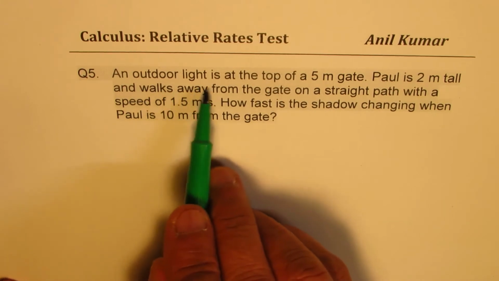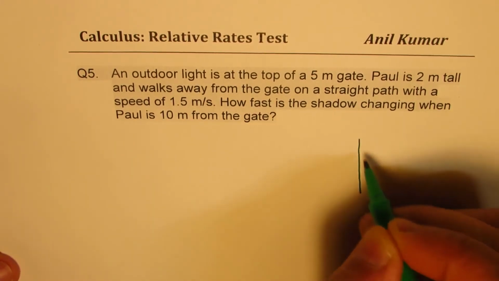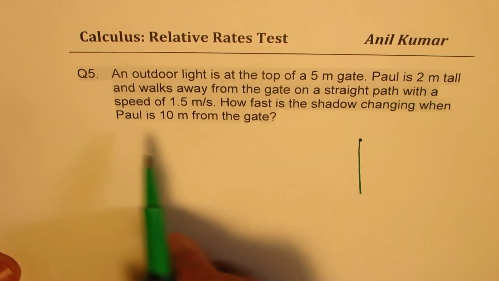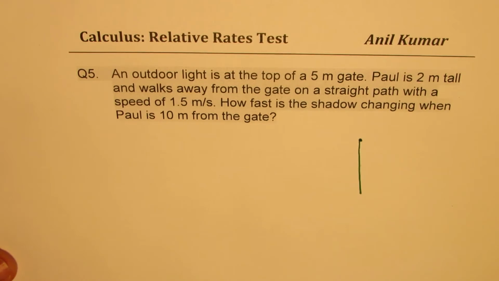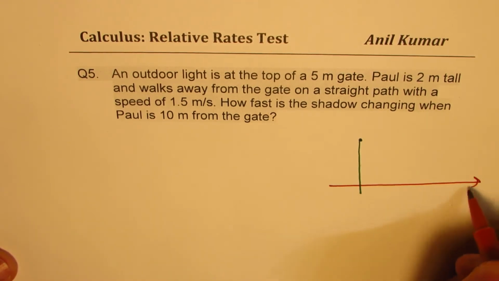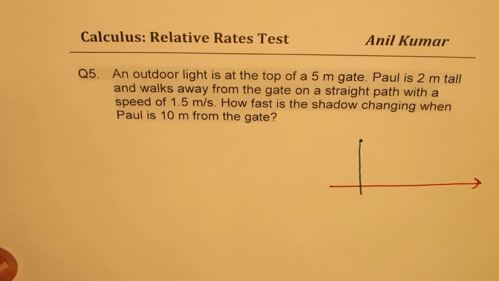An outdoor light is at the top of a 5-meter gate. So let's say this is the gate and here we have the light. Paul is 2 meters tall and walks away from the gate on a straight path. So let's say this is the straight path on which Paul is walking with a speed of 1.5 meters per second. How fast is the shadow changing when Paul is 10 meters from the gate?